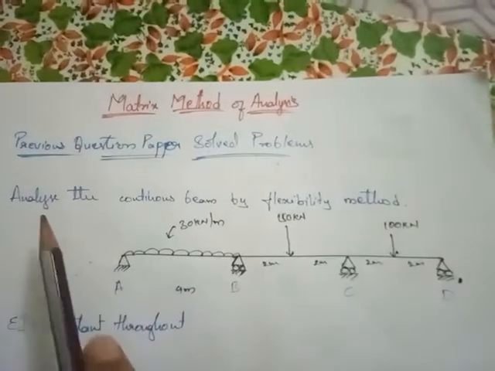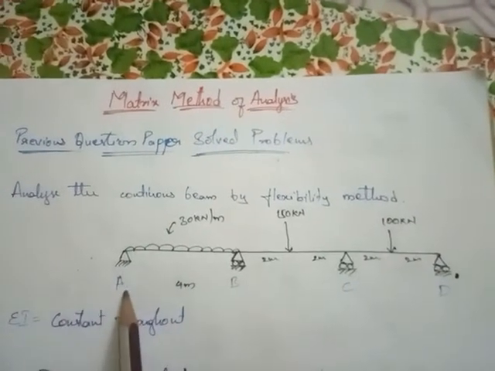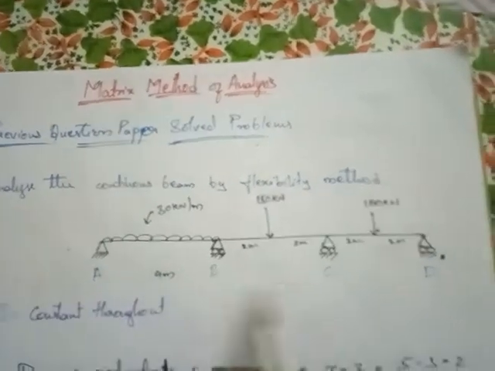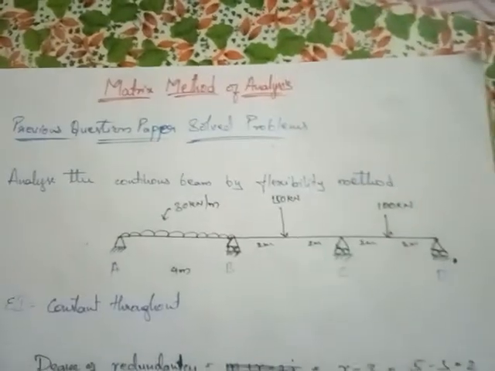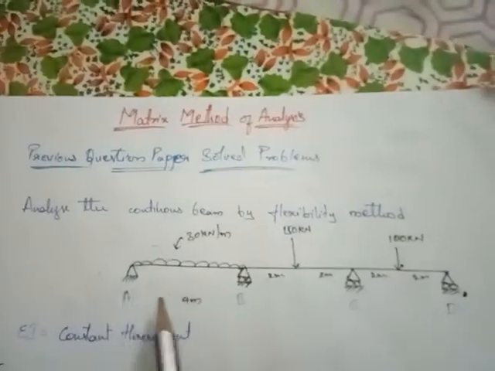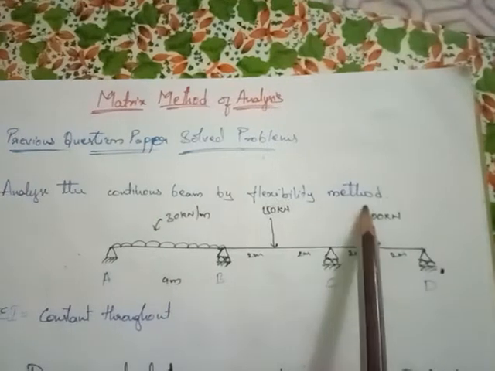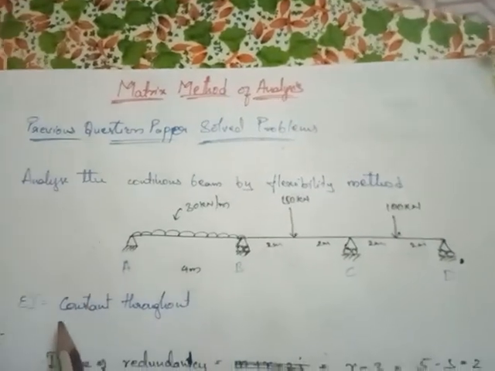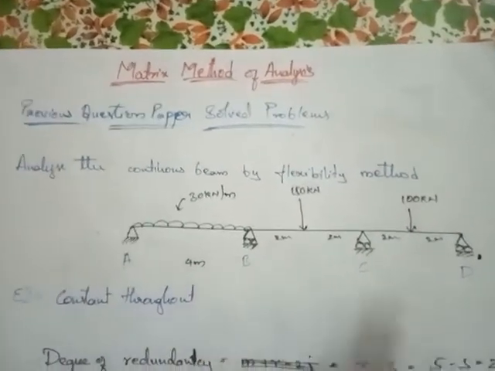So you have a continuous beam, one is hinged, other three are roller supports. Analyze the continuous beam by flexibility matrix method, and EI of the beam is constant throughout.